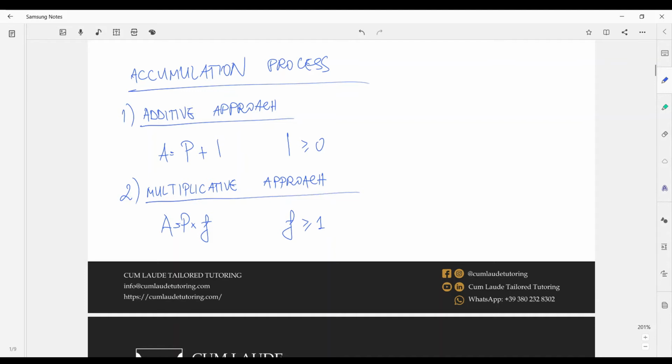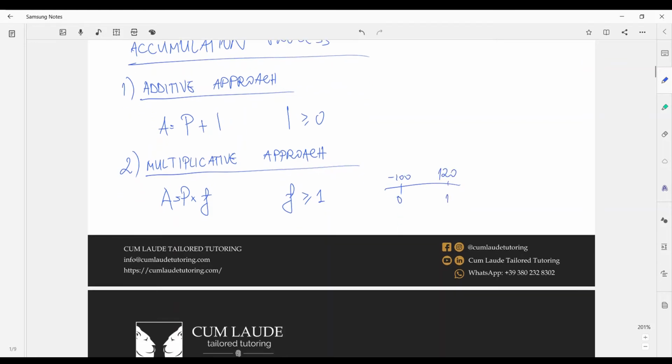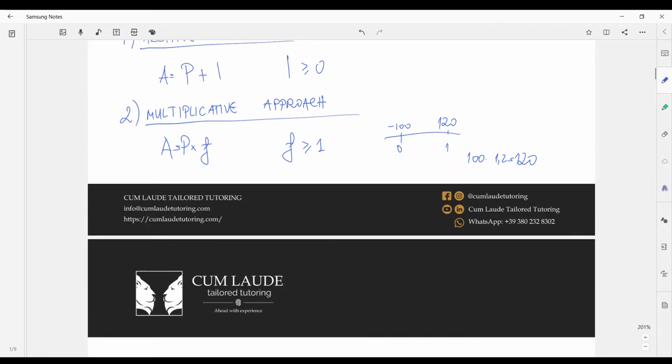So for example, if I invest today 100 euros at zero and I get in a year 120 euros, what was my accumulation factor in this case? It was 1.2 because 100 times 1.2 equals 120. So that's what the accumulation factor is, and it corresponds to the so-called multiplicative approach. Those would be the two approaches in case of the accumulation process.